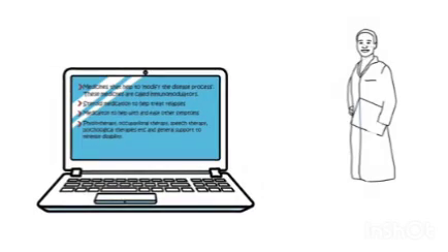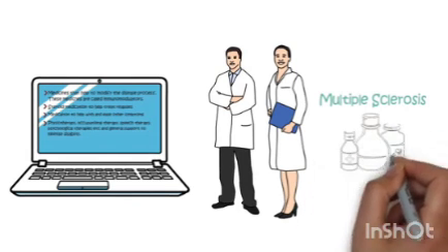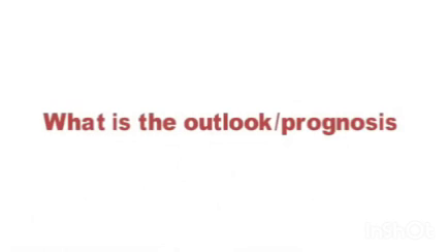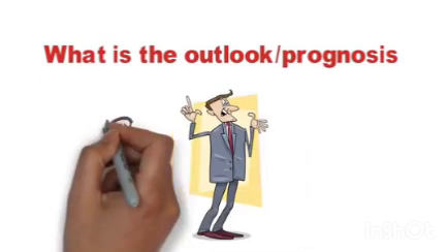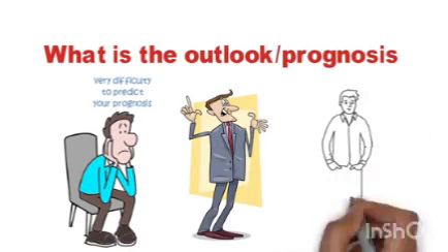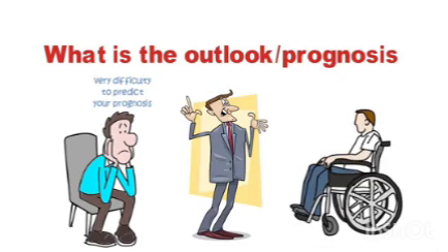It's important to work with a healthcare team that is knowledgeable about multiple sclerosis and can help you find the treatments and therapies that are right for you. What is the outlook/prognosis? MS is not the same for everyone. Each individual will be affected in different ways, and as a result it is very difficult to predict your prognosis. Many people will be able to function normally for many years, whilst some will become disabled over time.